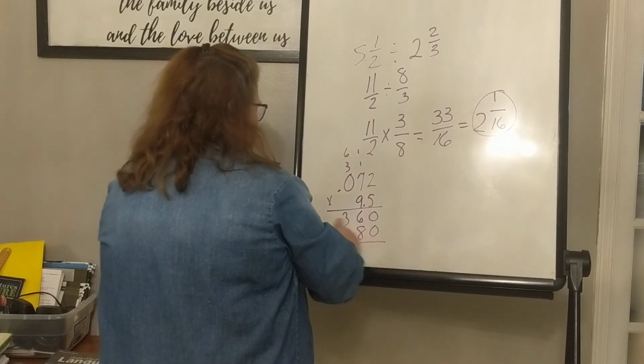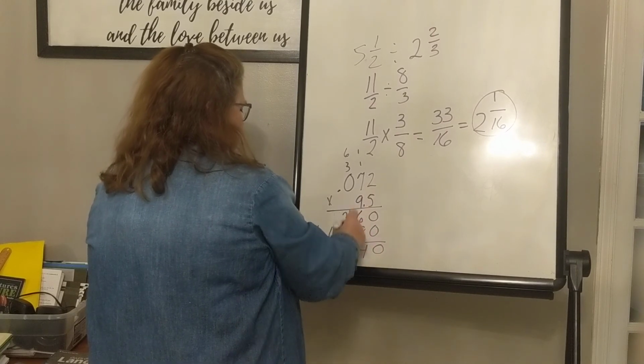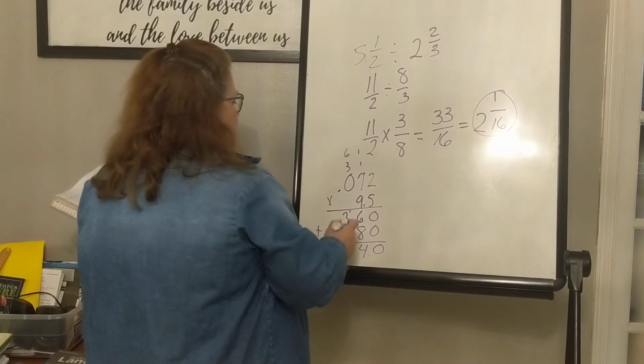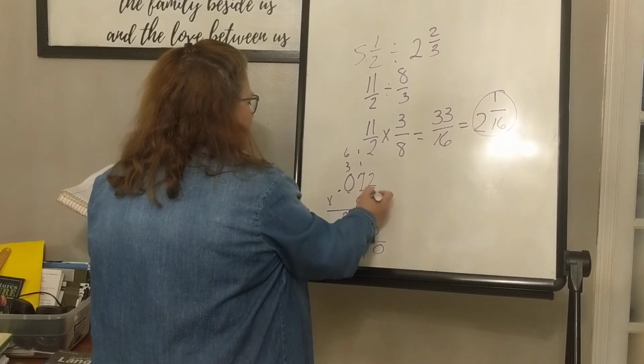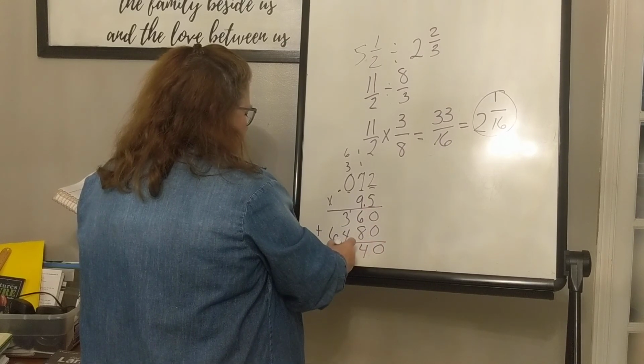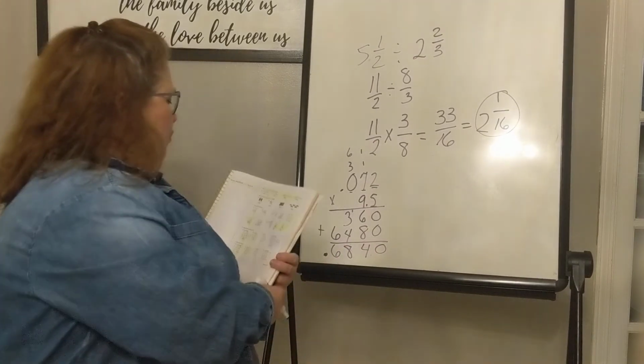And we add up our partial products. We have 0, 14, 8, and 6. How many decimal places do we have? 1, 2, 3, 4. So we count over 1, 2, 3, 4. So our answer is 0.6840.